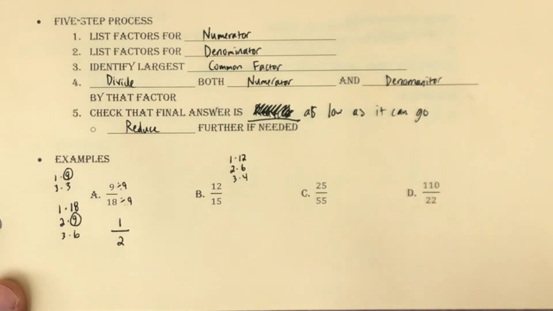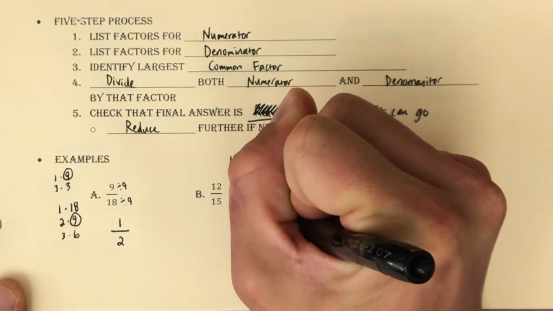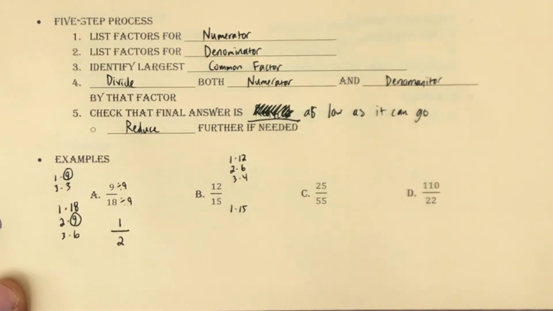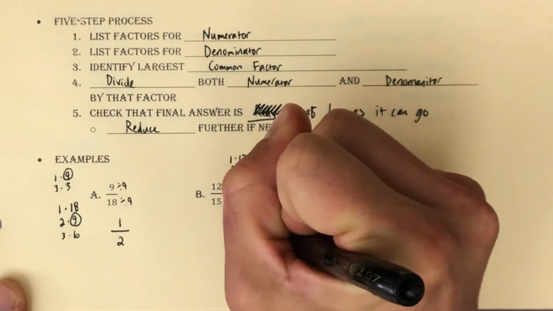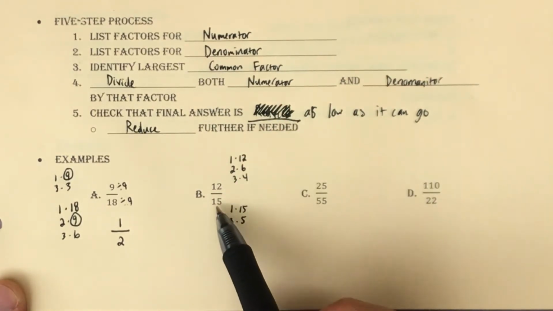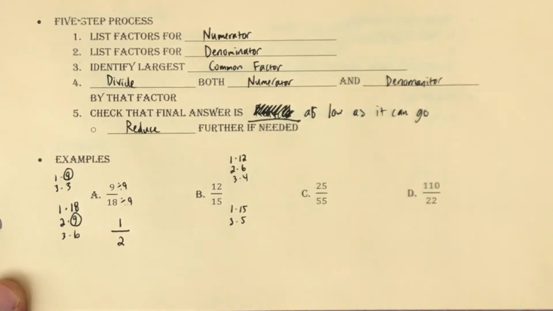Now I've got 15. Well, I know that 1 times 15. 2 doesn't go in because it doesn't end with an even number. 3 times 5, that's another factor pair. And then 4 doesn't go into 15, and 5 is already on my list, so my list is complete.